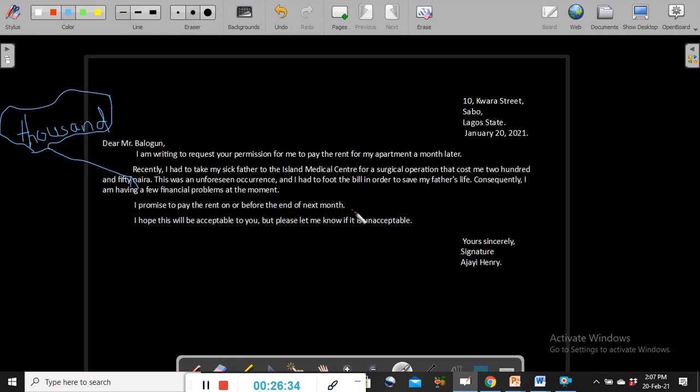That means you were supposed to make the payment by the end of this current month, but you are asking that this should be deferred to the end of the following month, which is reasonable enough. And then a polite ending here: I hope this will be acceptable to you, but please let me know if it is unacceptable. Now, this is polite enough, all right?